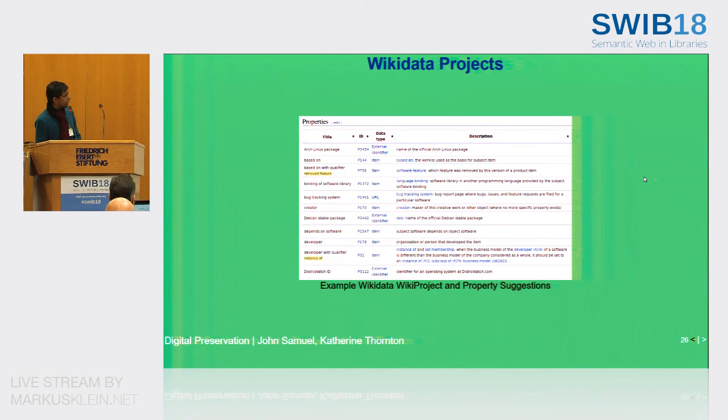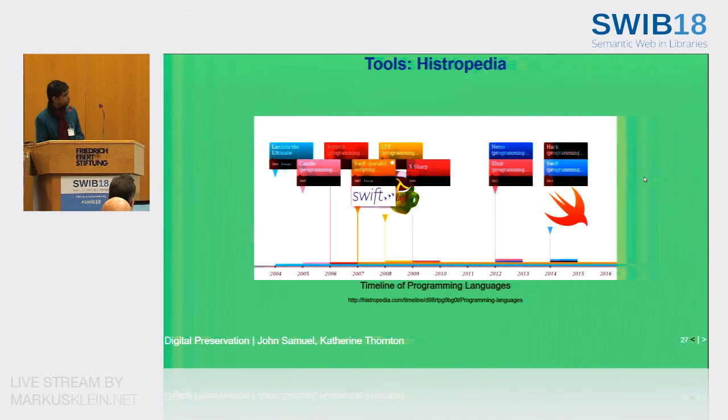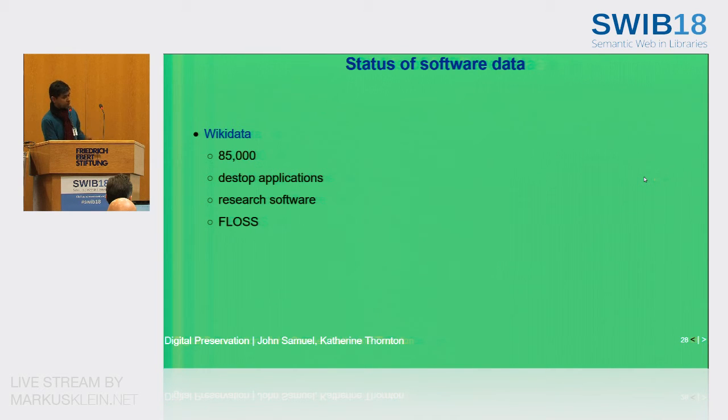Here you could find instances like Arch Linux package, the creator, the developer, the instance of, etc., the properties that have been proposed. Another interesting aspect is, thanks to the structured knowledge base, you could also use Histropedia to understand the timeline of programming. So Swift, which is a recent programming language by Apple, you find it in the list. You can get the timeline, what the languages were, what the popular paradigms were in different periods of time. So thanks to tools like this.